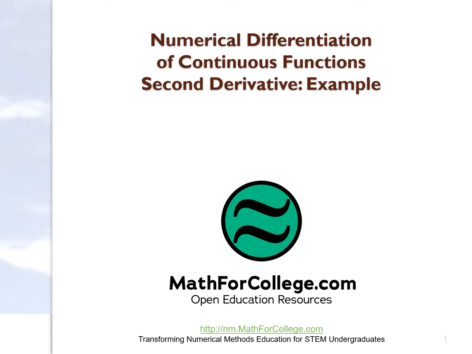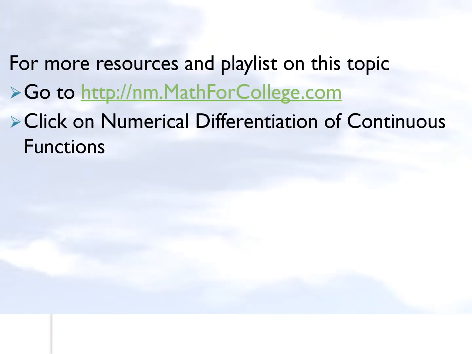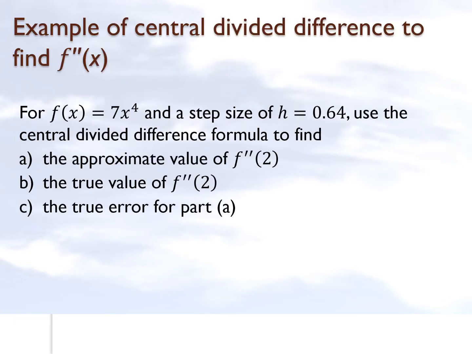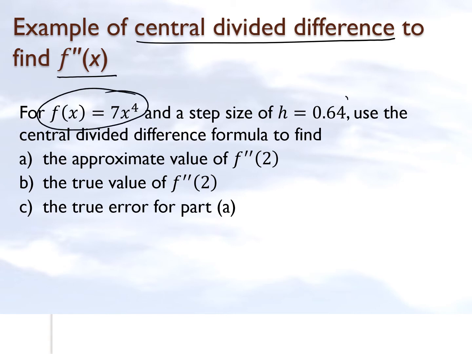In this segment, we will take an example of how we numerically differentiate a function to find the second derivative of it. So here is the example which we are asked to do. We're supposed to use the central divided difference formula for finding the second derivative of the function. The function is here. The step size is given here. We're supposed to find the second derivative at 2. Then we're also supposed to find the true value and also the true error, just to get a sense of how good or how accurate our formula is. So let's go ahead and do that.